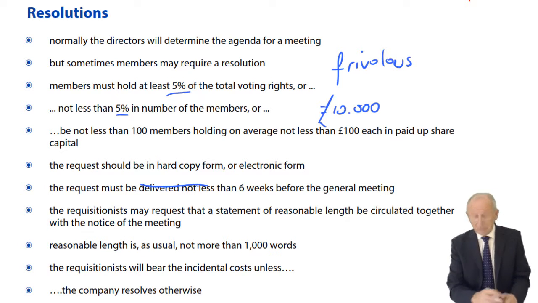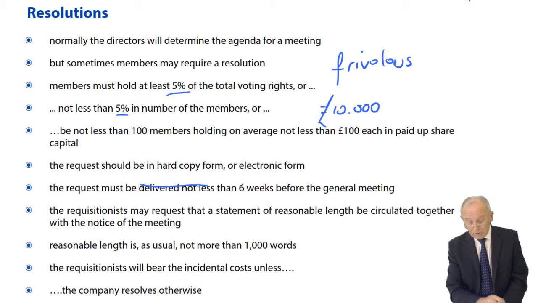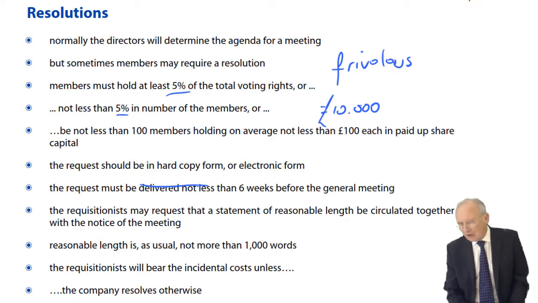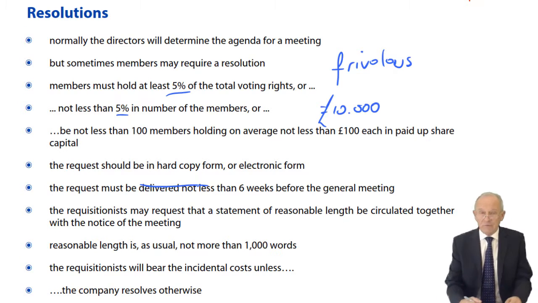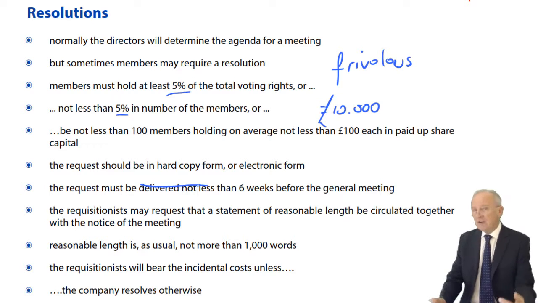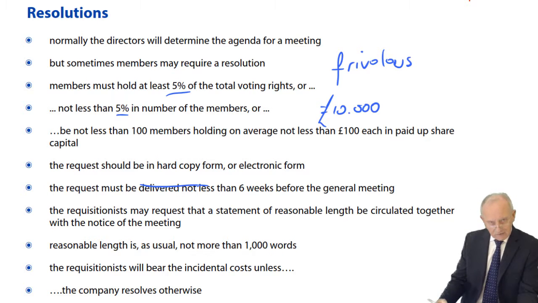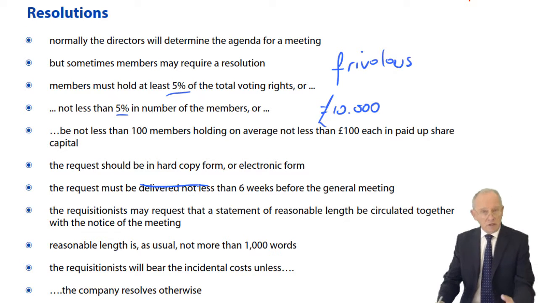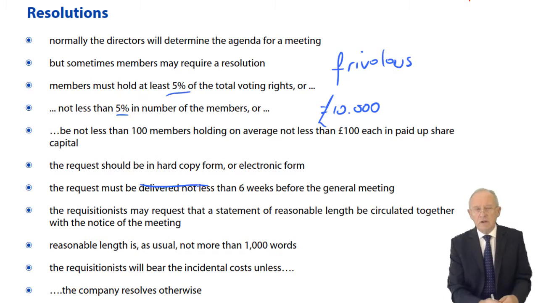The request should be hard copy, but it may be electronic. The request must be delivered not less than, now this is interesting, not less than 6 weeks before the meeting where they want this resolution to be heard. But special notice required is only 28 days, only 4 weeks. So if you're wanting to propose the removal of a director, yeah, 28 days notice to the company. No, that won't do. It's got to be 6 weeks because under this particular section of the Companies Act, it is a 6-week requirement for members to get together to request that a resolution be proposed.